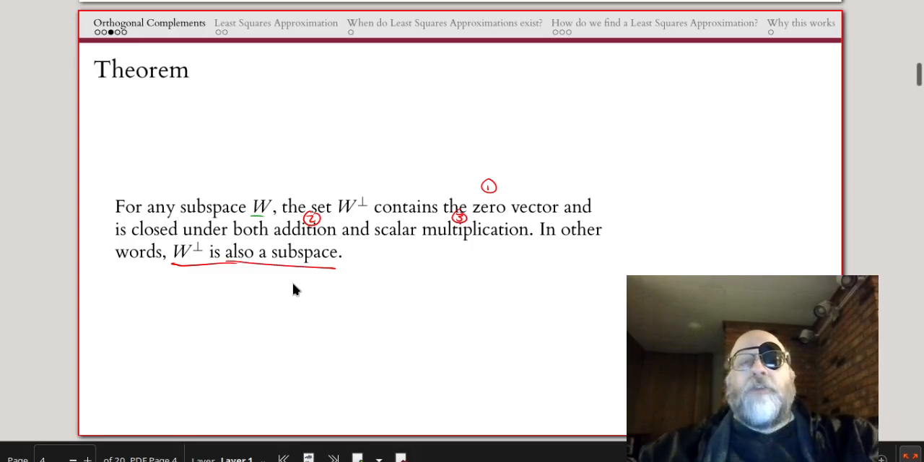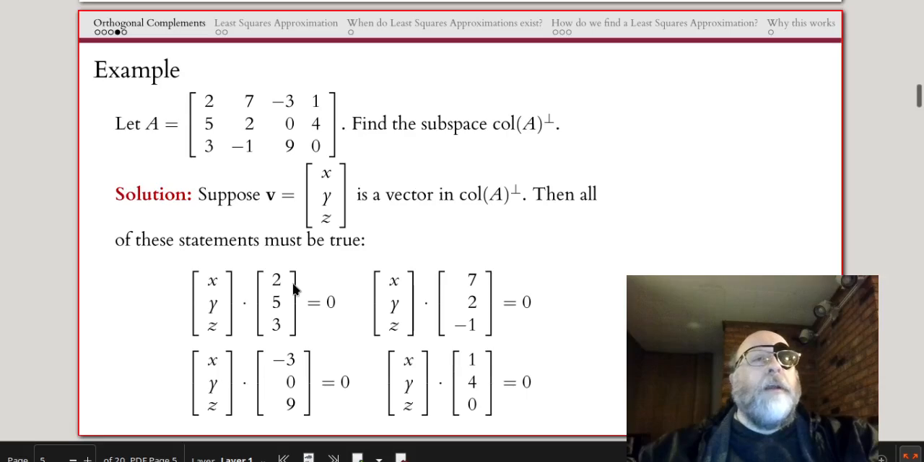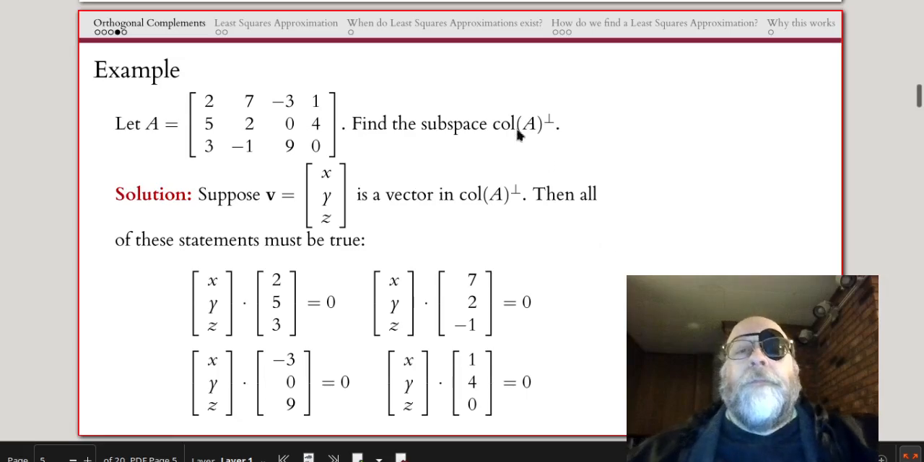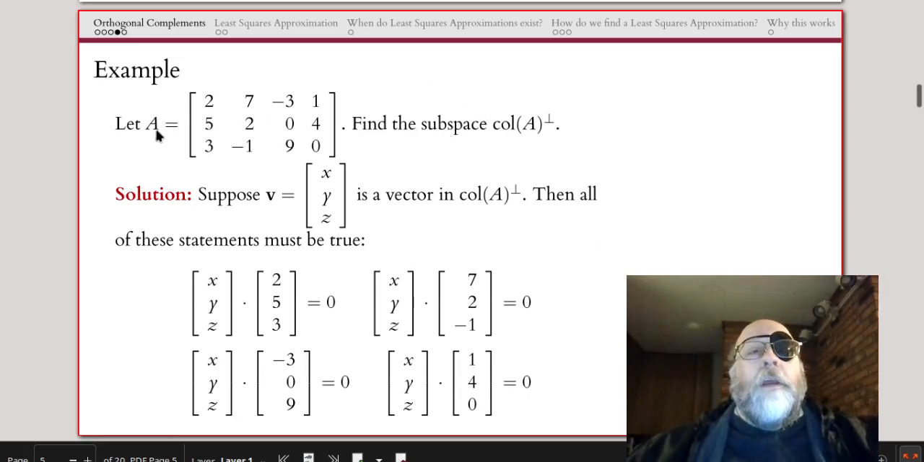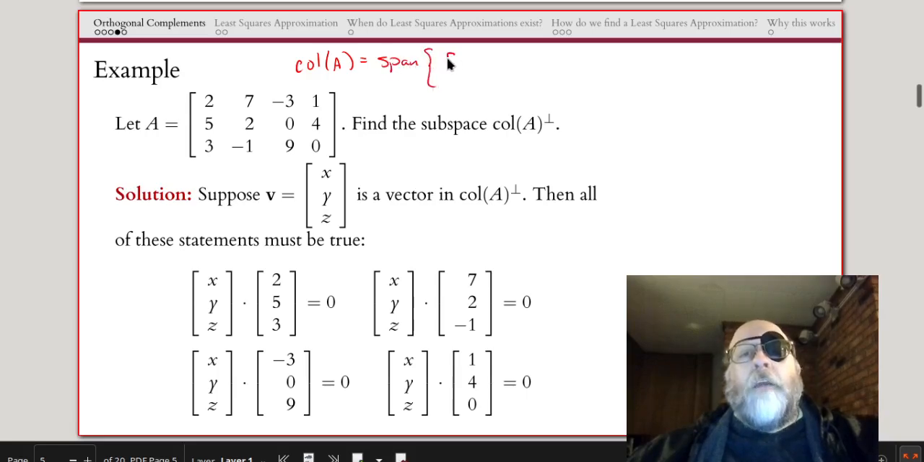And there's one special case that I want to talk about before we move on, and that's the orthogonal complement to a column space. So here's my matrix A. As a reminder, the column space of A is the span of the columns of A. So 2, 5, 3, 7, 2, negative 1, negative 3, 0, 9, and 1, 4, 0.